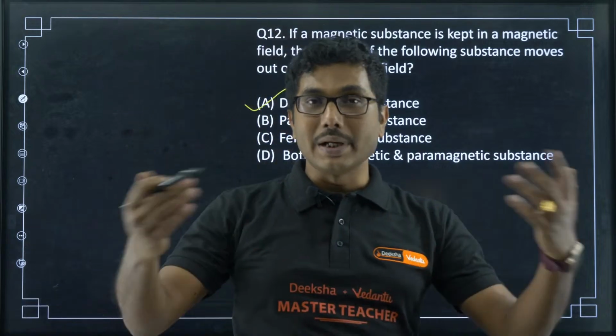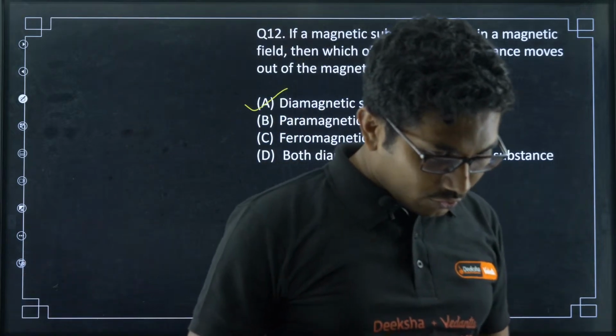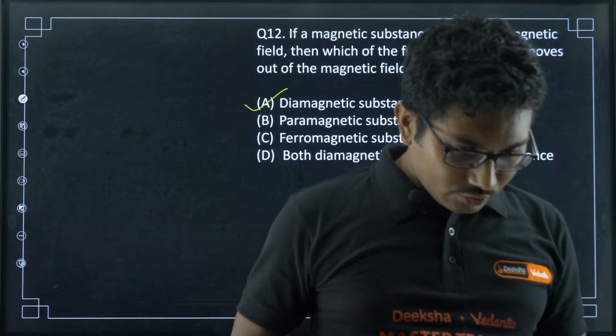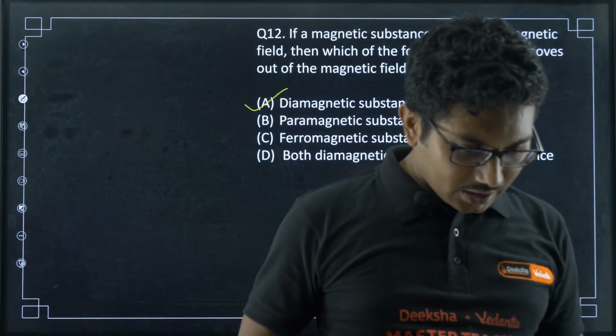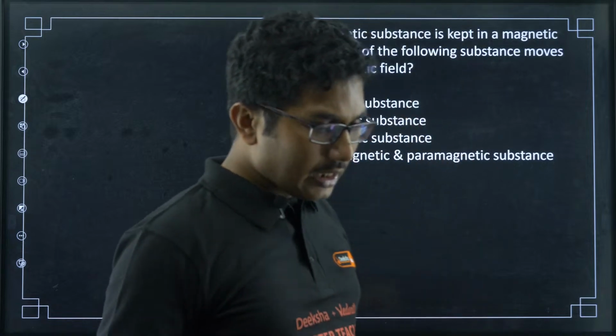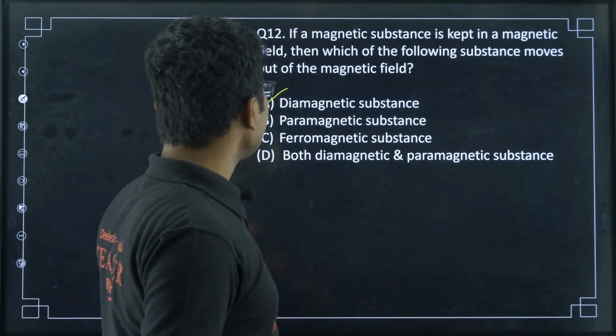Diamagnetic substances are repelled by... no, not 12D. Yes, Varija, Shaukat Ali, Pradeep, you are correct. It is not 12D, it is 12A.